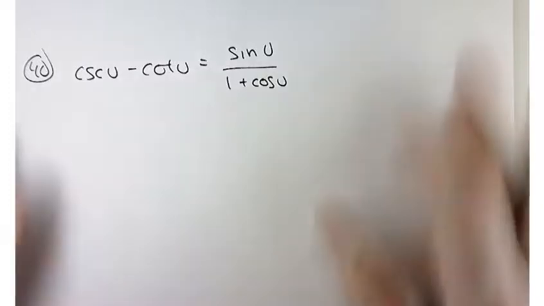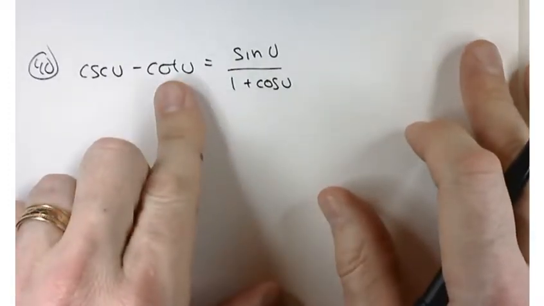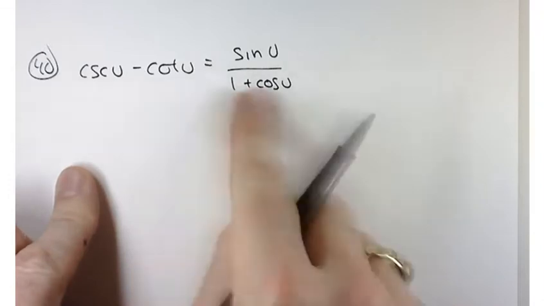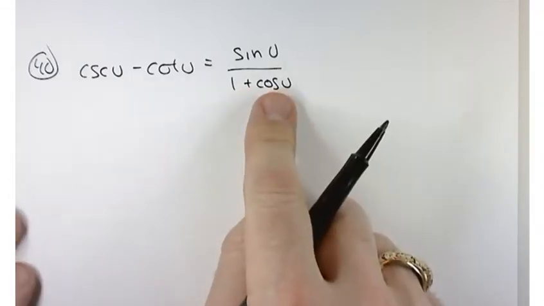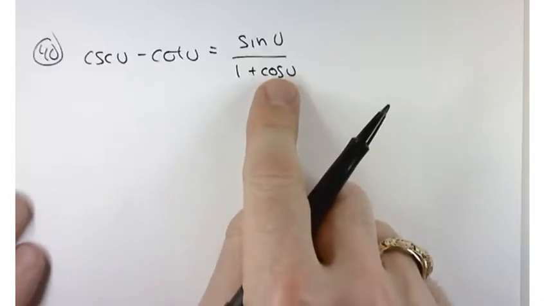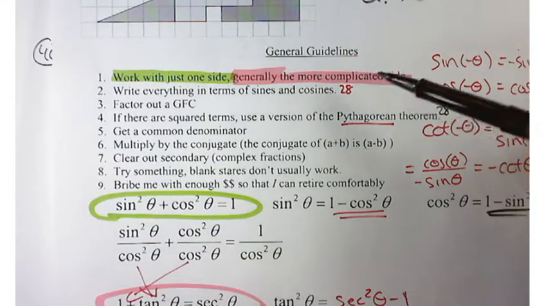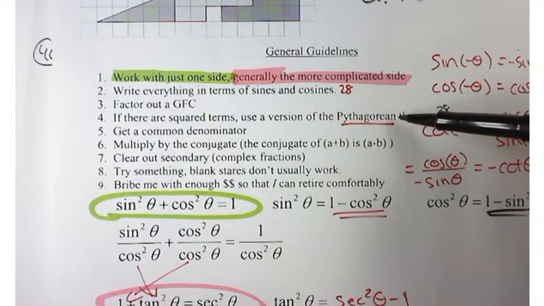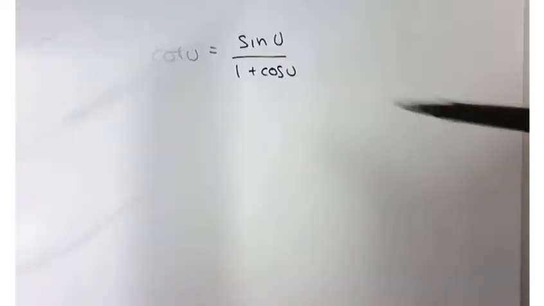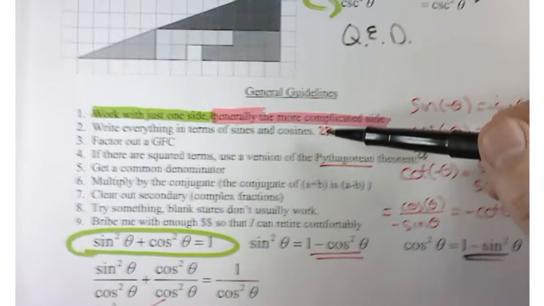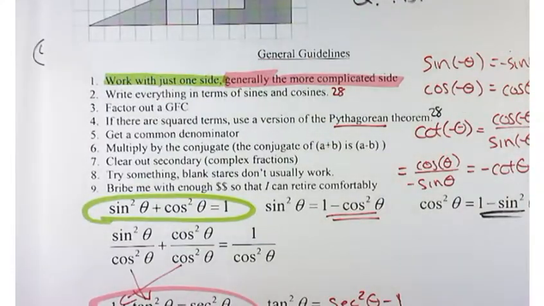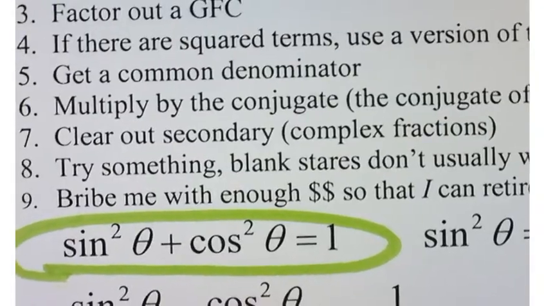So, okay. What side would you work with? Right side? Okay, let's work with the right-hand side. And if we look at our list of little things on the right-hand side, well, I don't see any square terms, so the Pythagorean theorem isn't looking good. It's already in terms of sines and cosines. Does anyone see anything? You got anything? Yeah, multiply by the conjugate.